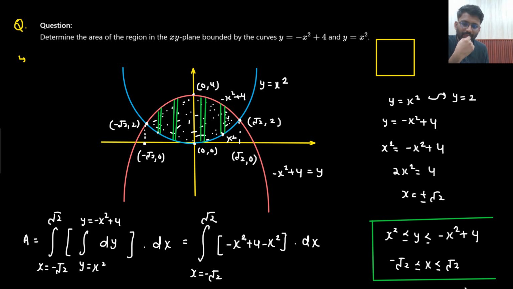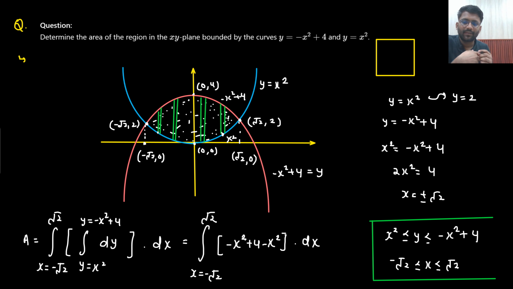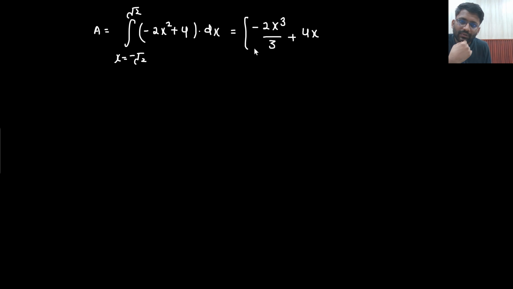So the area is the integral of x from minus under root 2 to plus under root 2 of minus 2x square plus 4, dx. What will be the answer you will be getting? It is minus 2x cube by 3 plus 4x, putting the limits from minus under root 2 to plus under root 2.